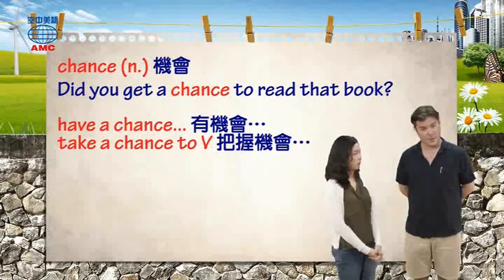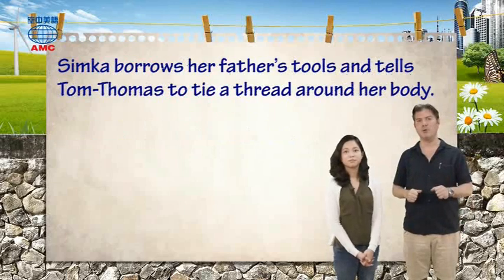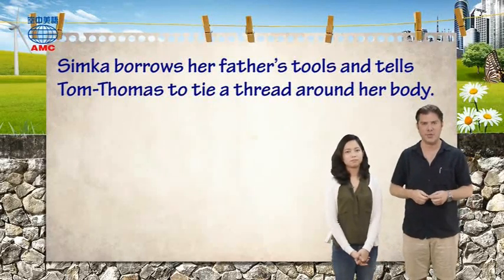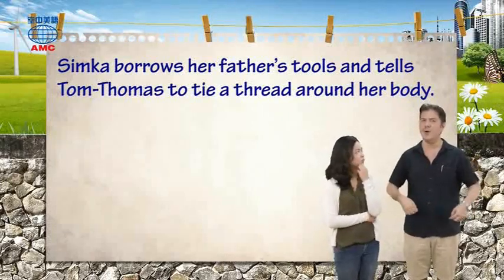going to save the ring? Well, let's read because they jump into action. It says Simca borrows her father's tools and tells Thomas to tie a thread around her body. Oh, I can see where they're going with this.